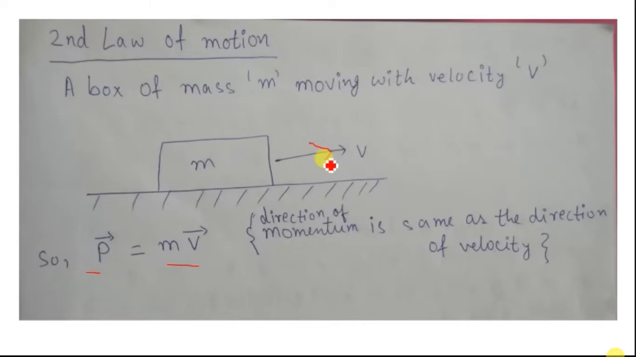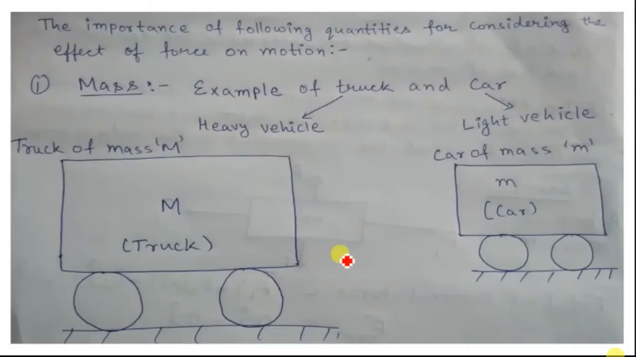Let us discuss the importance of the following quantities for considering the effect of force on motion. First one is mass. An example of a truck and a car can be taken. We know that a truck is a heavy vehicle and its mass is denoted by capital M, and a car is a light vehicle and its mass is denoted by small m, where capital M is greater than small m.